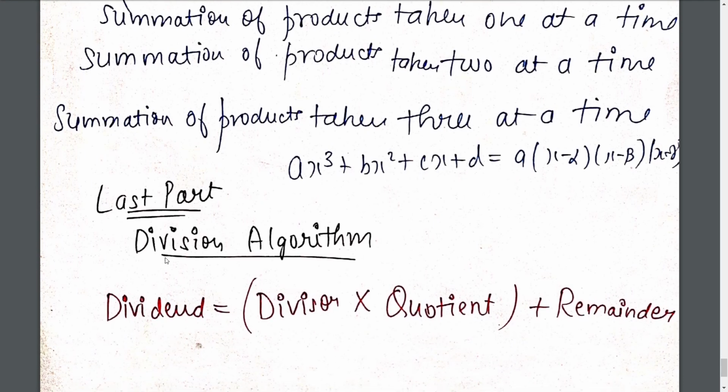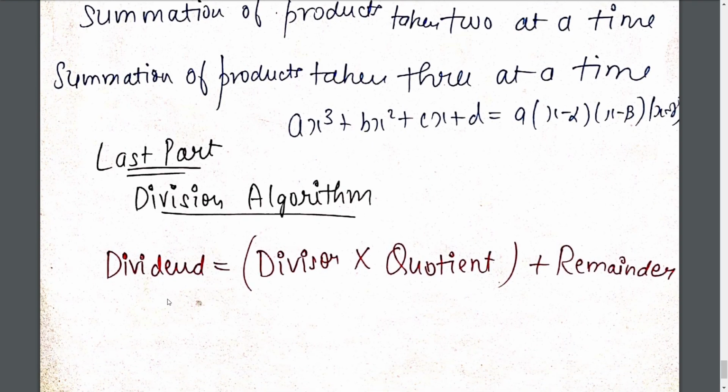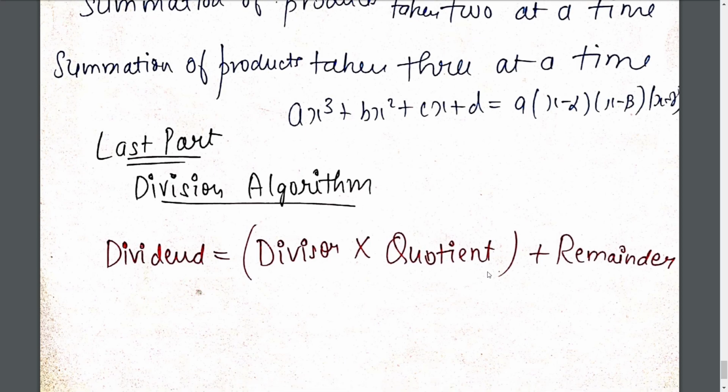Now the last part is the division algorithm in this chapter. We are studying it from the basic classes: dividend equal to divisor into quotient plus remainder. Everyone might be doing this, but I'll cover some. This forms an important algorithm for solving questions in your board exam.